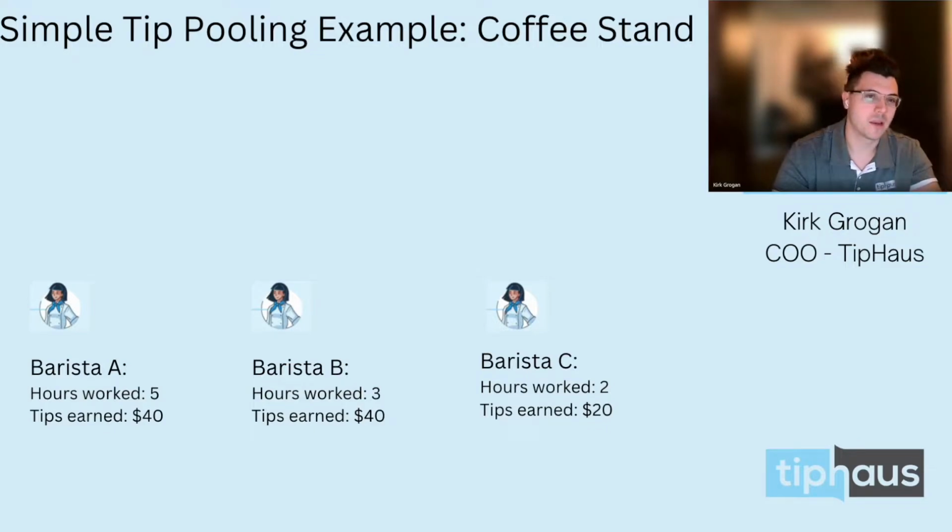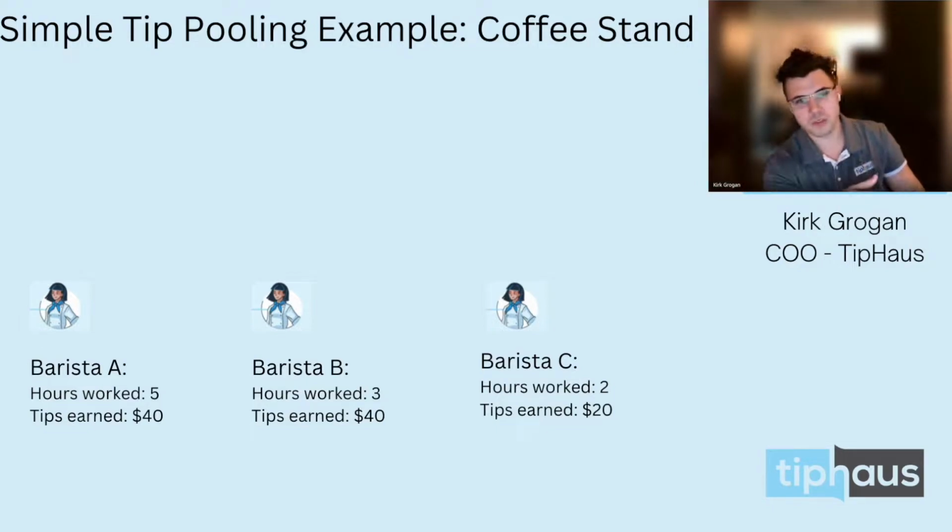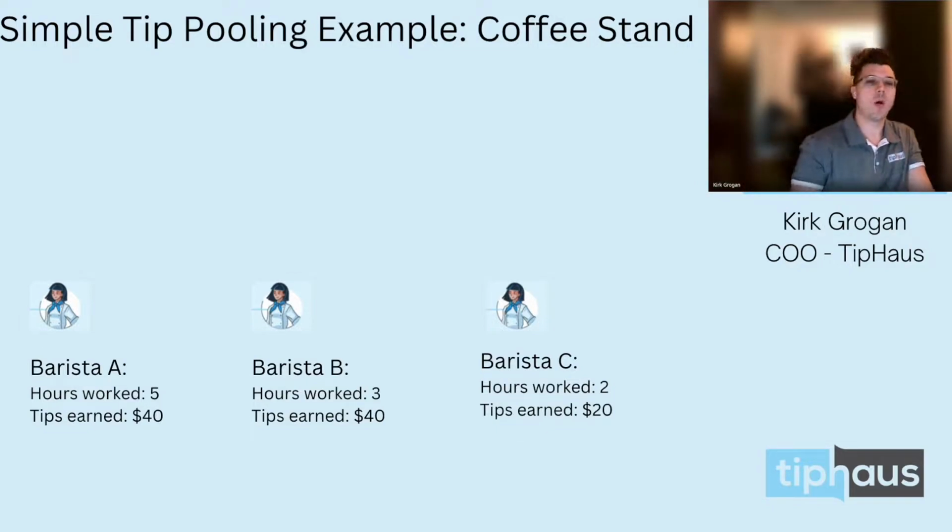Here you might see, as a common tip pool example, a coffee shop that has three baristas working during their day. These three baristas work as a team to make sure the guests are happy. Sometimes they work the coffee machine, sometimes the register, but they all help to make sure things are going smoothly. Barista A works 5 hours and earned $40 in tips. Barista B works 3 hours and earned $40 in tips. And Barista C works 2 hours and earned $20 in tips.